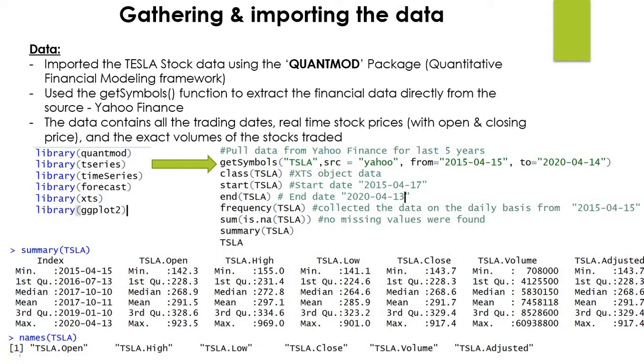That was used to retrieve the data from the source Yahoo Finance from the start date of April 15, 2015 to the end date of April 14, 2020. And the frequency recorded in the data is 1, which is because it collects the data on the daily basis. And I didn't find any missing values. And this is the summary of the data and the variables.